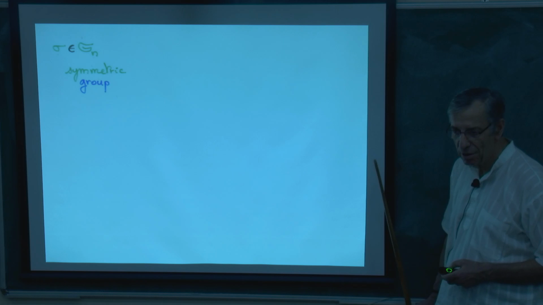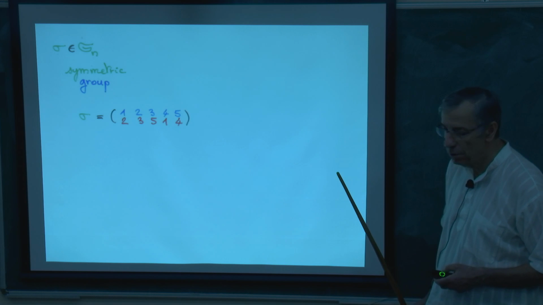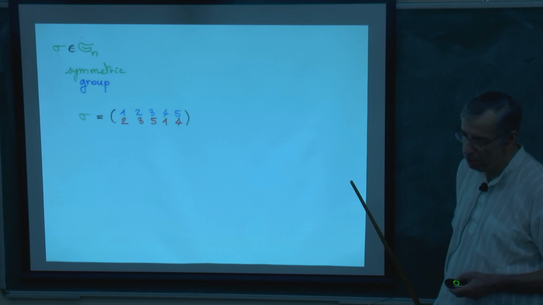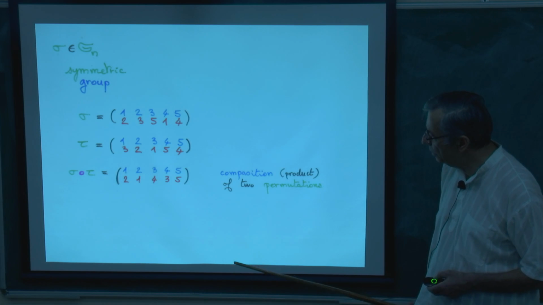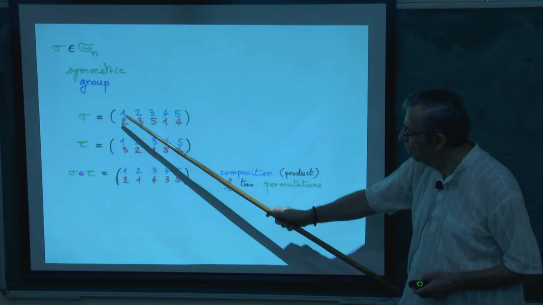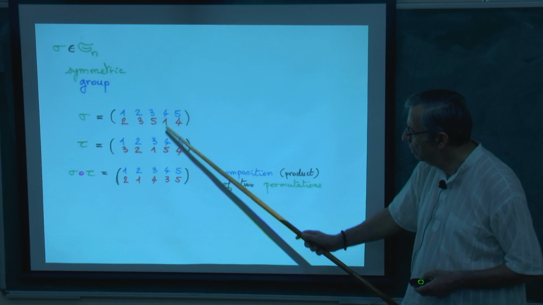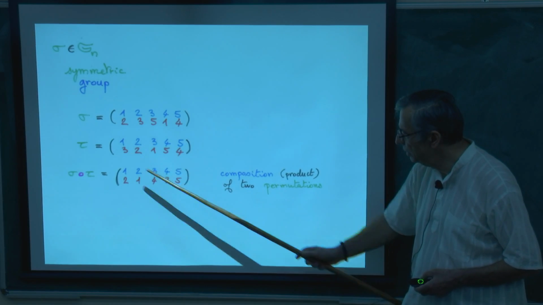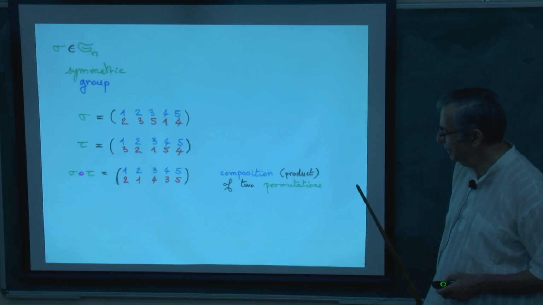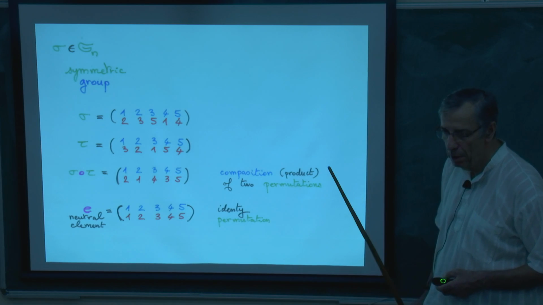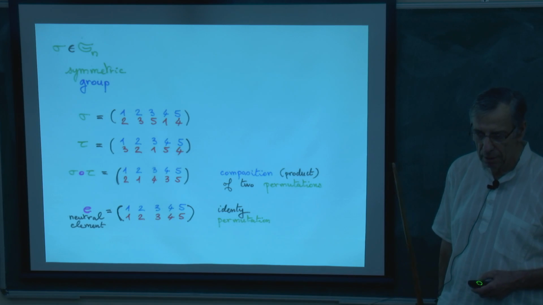So permutations form a group, which is called the symmetric group. So you know the composition, the product of two permutations, the composition of the maps. If you have two permutations, sigma and tau, then the product is just the composition. 1 goes to 2 by sigma, and then 2 goes to 2 by tau. For example, 4 goes to 1, 1 goes to 3, so 4 goes to 3. Composition of two maps, product of permutations. And this makes a group with the neutral element, which is the identity permutation.